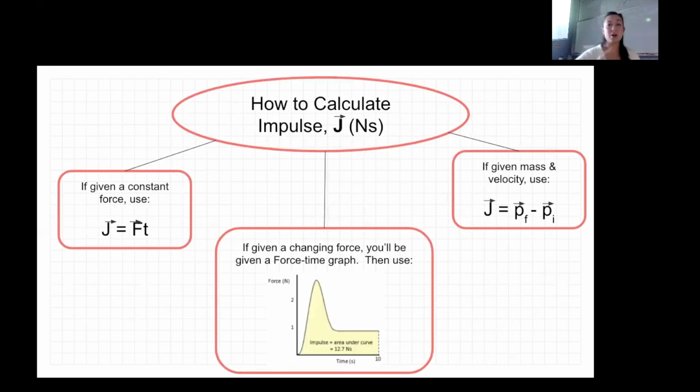So to sum it up, there are 3 ways to calculate impulse. We can do force times time if the force is a constant value. We could do area under the curve if it's given a graph. But if you're given mass and both of the velocities, you can still find impulse using the impulse momentum theorem.